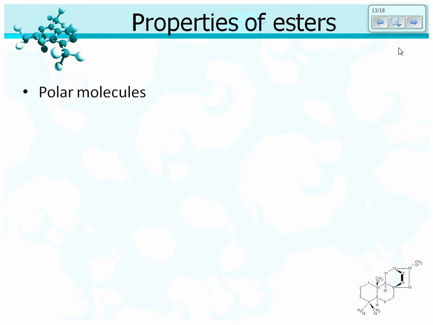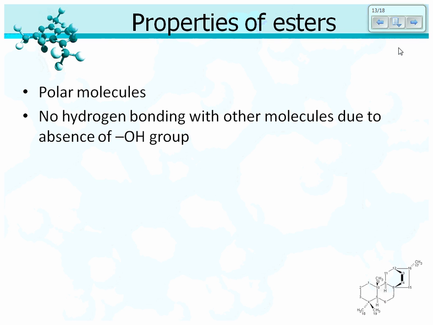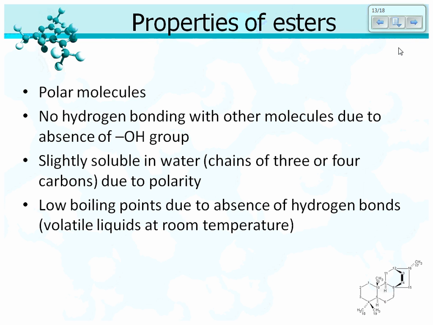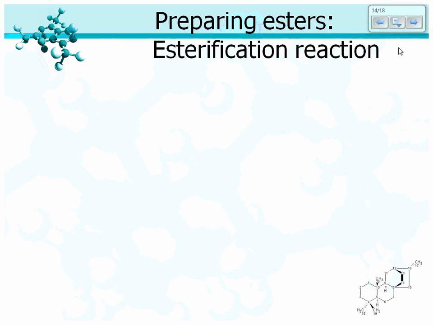All right, properties of esters. They're polar molecules because, again, they have that carbonyl group, but they don't have the OH group on them anymore because it's bonded to another chain, so it actually cannot make any hydrogen bonds with other molecules. It's slightly soluble in water, again, because of that polar carbonyl group. But if we increase the chain too much, it ends up becoming more and more nonpolar. They have not very low, but lower boiling points due to the absence of hydrogen bonds.